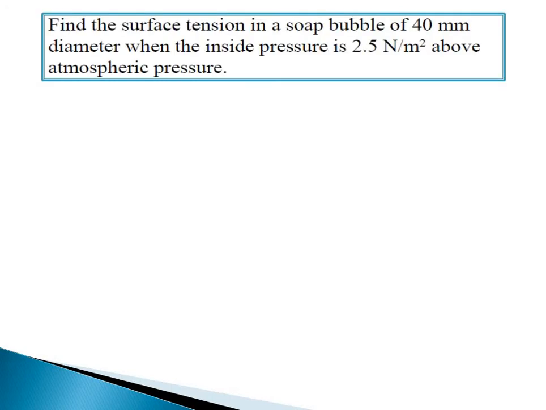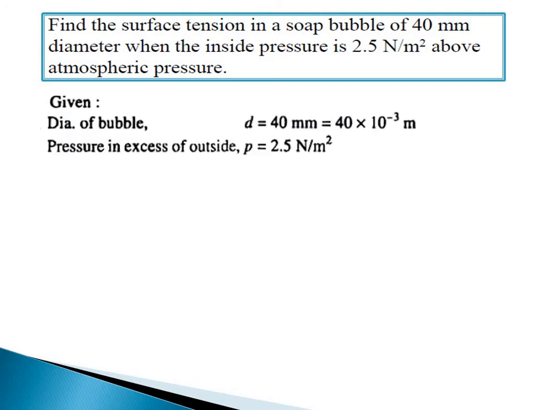Now find the surface tension in a soap bubble of 40 mm diameter when the inside pressure is 2.5 Newton per meter square above atmospheric pressure. Now this is the problem of a soap bubble. The diameter has to be converted into meters. The pressure P has also been given here, so D has been given, P has been given.